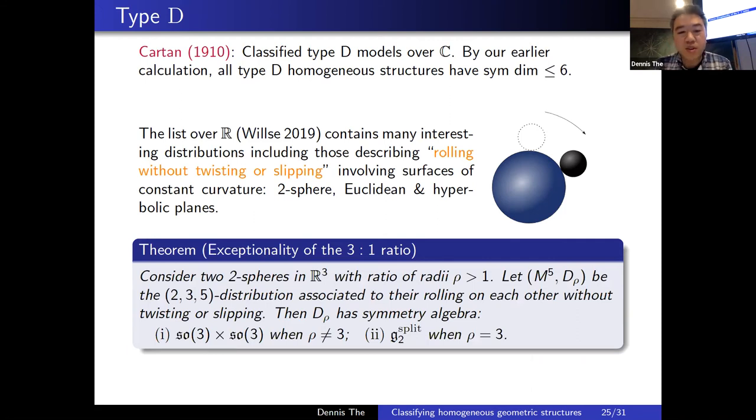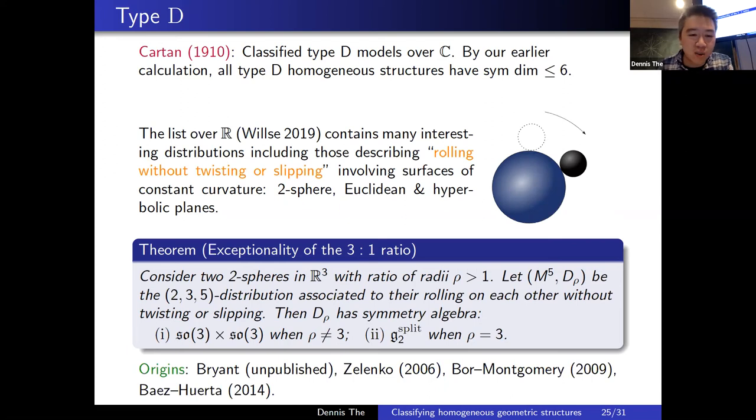that if you consider two 2-spheres in R3 with ratio of radii rho, mean greater than 1, let M be the configuration space of their rolling on each other without twisting or slipping, and let D rho be the symmetry algebra. It's a remarkable fact that when rho is not equal to 3, then you get 6-dimensional symmetry, SO3 x SO3, as to be expected, because you have two spheres, right? So SO3 rotations on each. That's the expected, but when rho is equal to 3, it jumps up to 14.